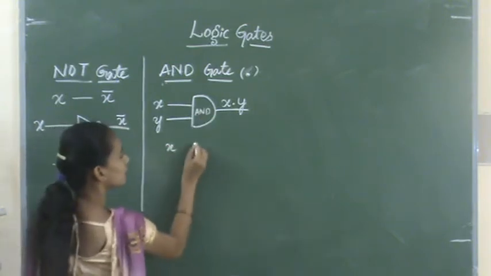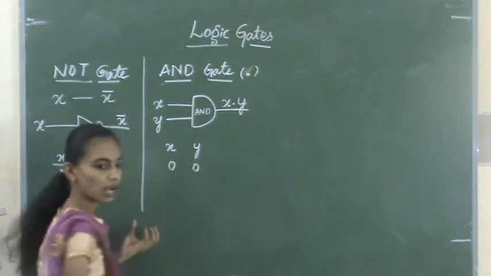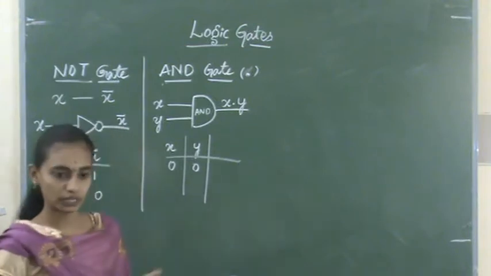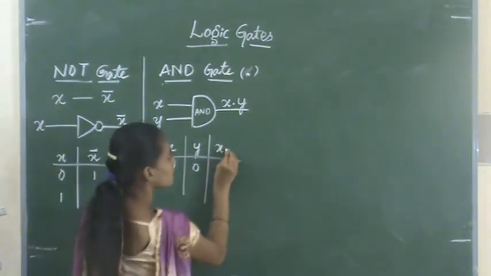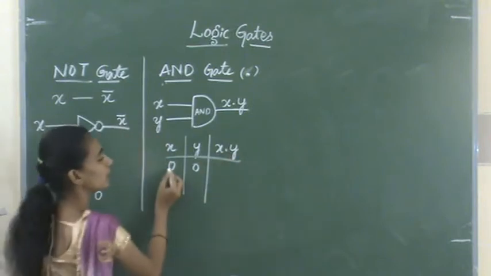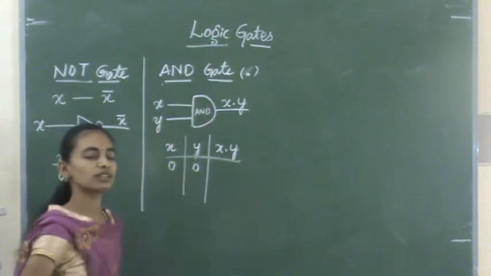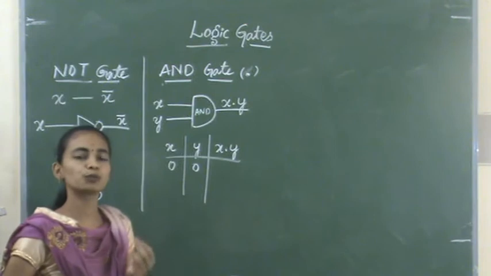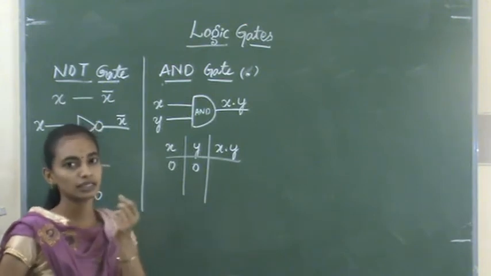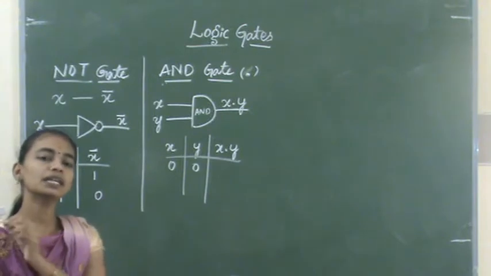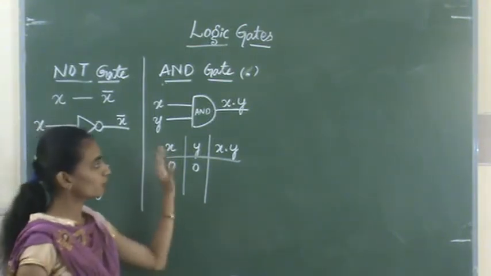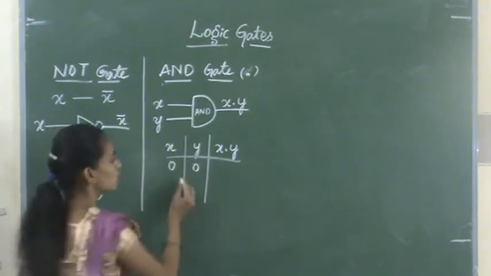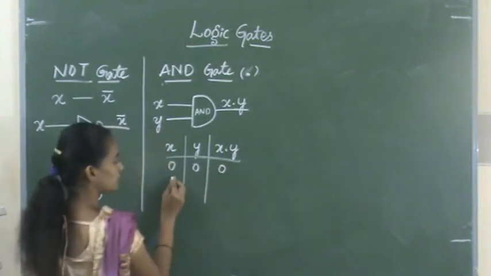We know how to write the truth table, right? If I provide x and y as two input variables, the output is x into y. The AND gate will produce an output 1 only when both inputs are 1, otherwise it is 0. If both are 0, the output will be 0.